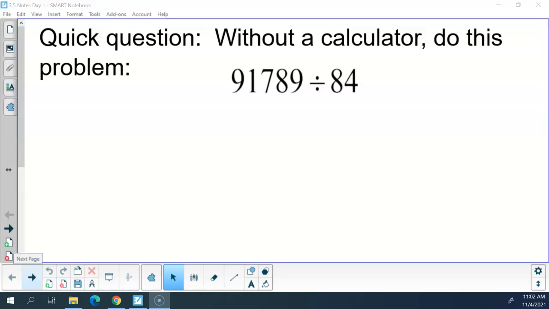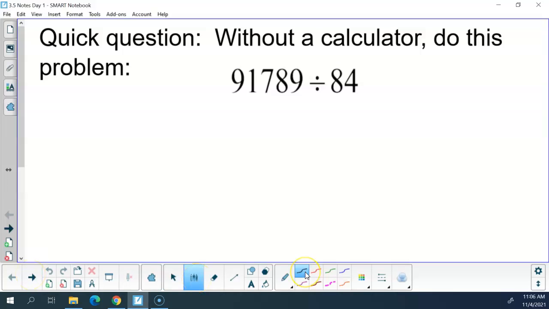So without the use of an electronic device, I would like for you to divide 91,789 by 84. Am I going to use my calculator? Okay. Don't need it. You got the calculator in between your ears. So how do I do this?